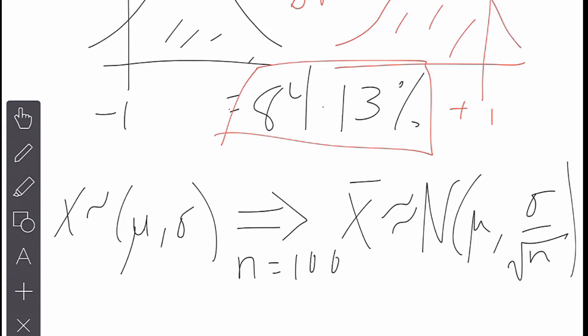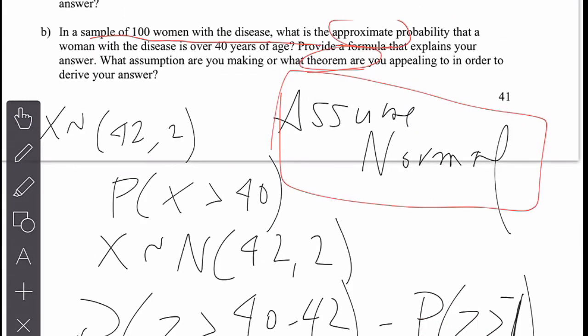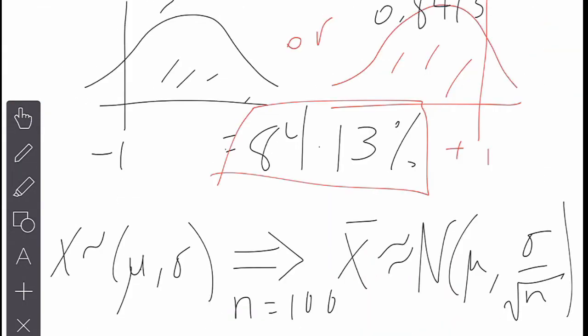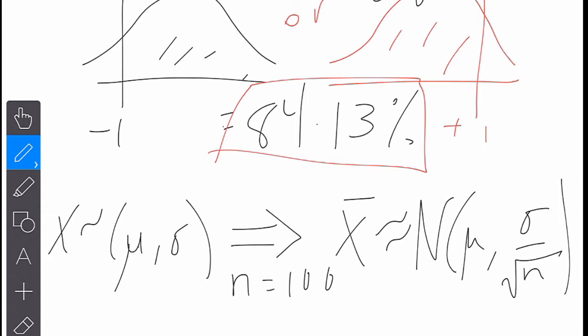So let's answer, how does that fit in the problem? The question was about 100. What's the approximate probability? So the same question about 40 years of age, but in a sample. If I took a sample of 100, what would I expect to see? What would be the chance that a woman was over 40 in a sample of 100? Well, where X, let's put the numbers in.